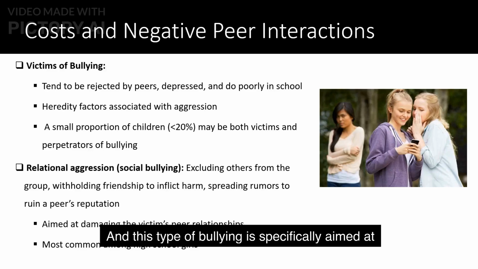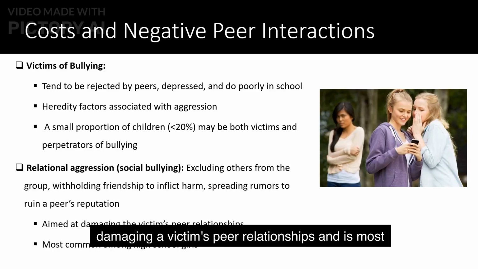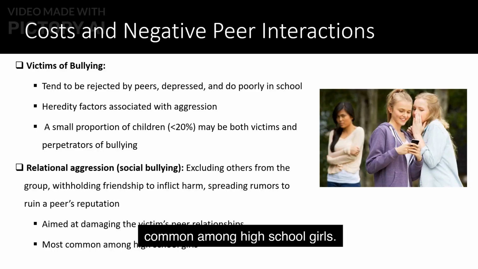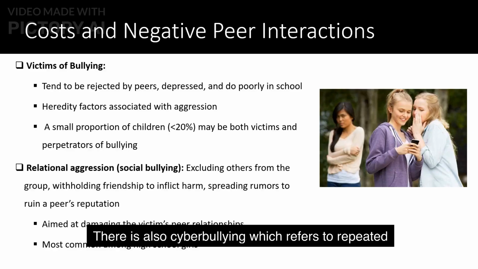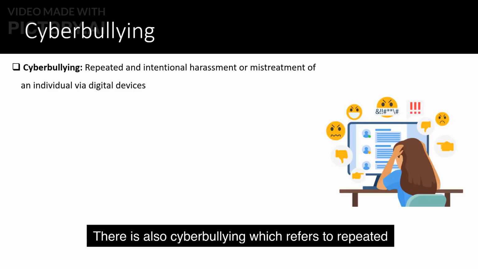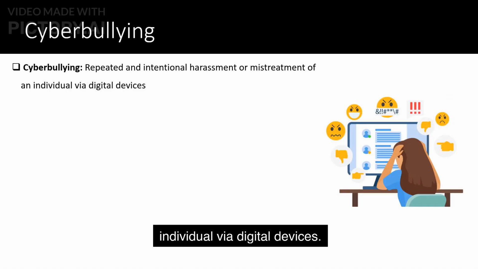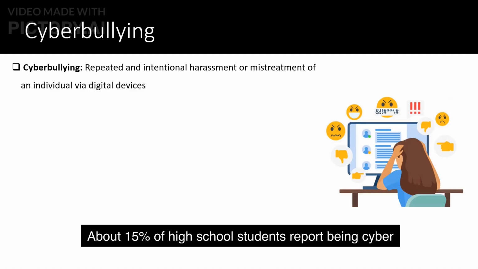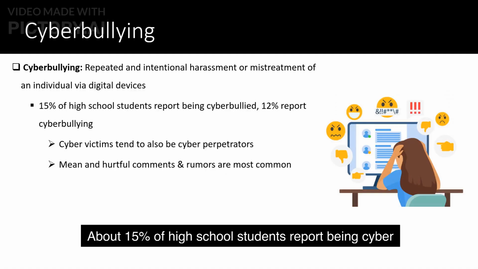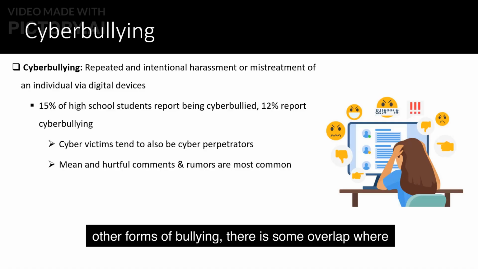And this type of bullying is specifically aimed at damaging a victim's peer relationships and is most common among high school girls. There is also cyberbullying, which refers to repeated and intentional harassment or mistreatment of an individual via digital devices. About 15% of high school students report being cyberbullied, and 12% report cyberbullying. And just like with other forms of bullying, there is some overlap, where cyber victims tend to also be cyber perpetrators.